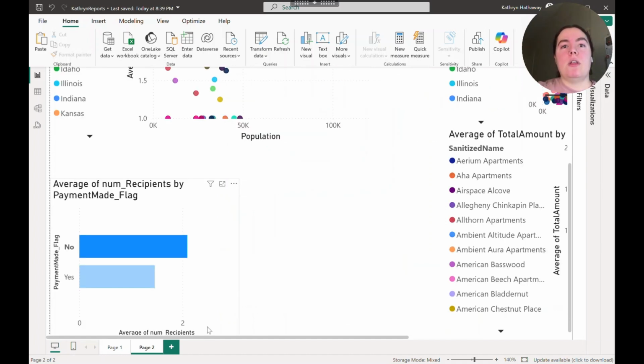Lastly, a bar chart was created to show the relationship between the average number of recipients and the payment made flag. This shows that the higher the number of recipients, the more likely it is that a payment is not made.